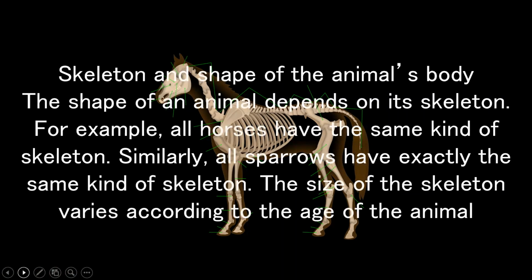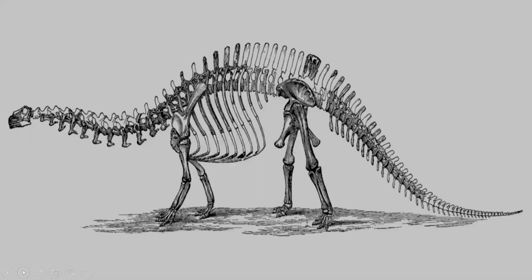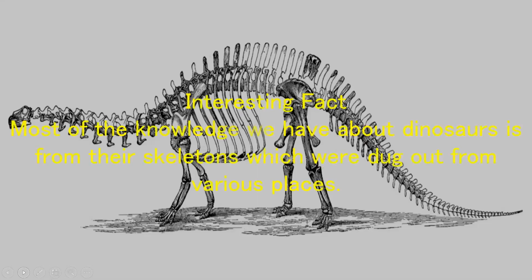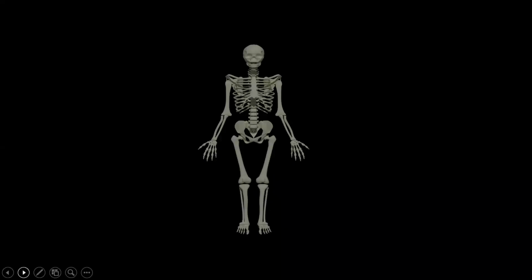Skeleton and shape of the animal's body. The shape of an animal depends on its skeleton. For example, all horses have the same kind of skeleton. Similarly, all sparrows have exactly the same kind of skeleton. The size of the skeleton varies according to the age of the animal. Interesting fact: most of the knowledge we have about dinosaurs is from their skeletons, which were dug out from various places.